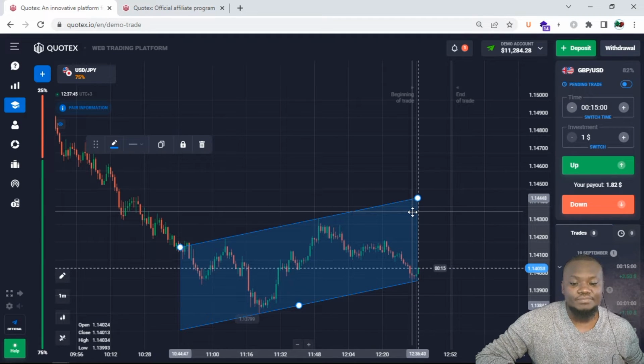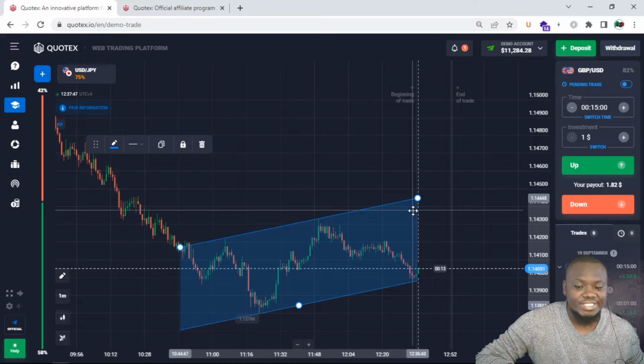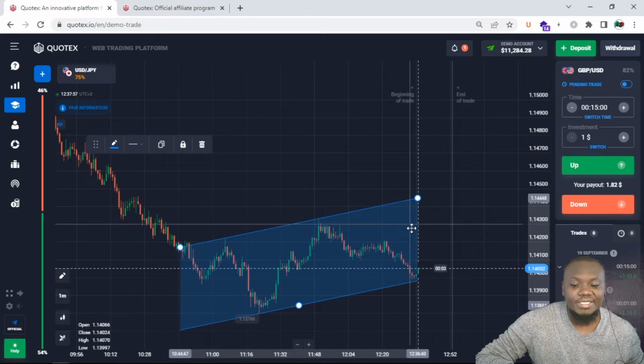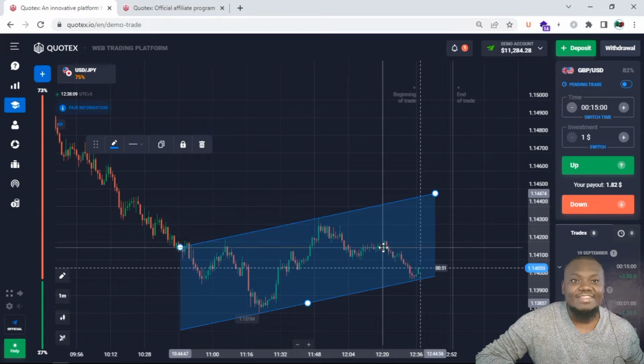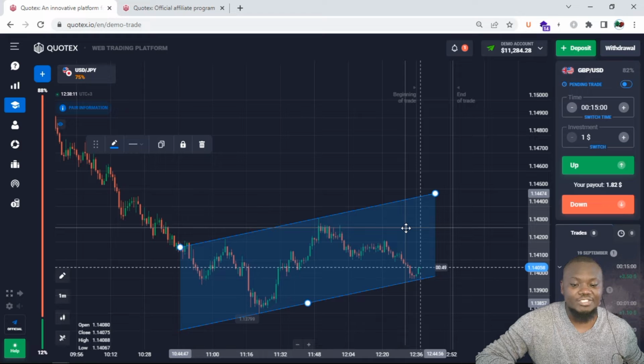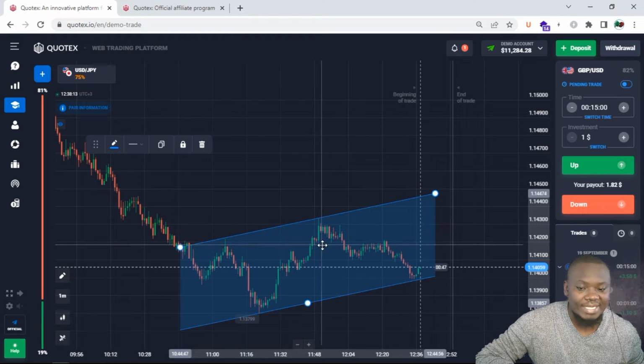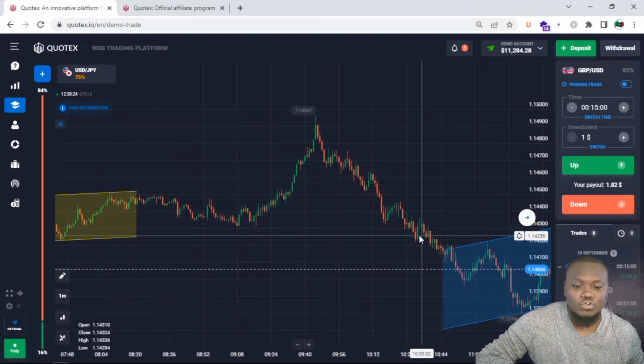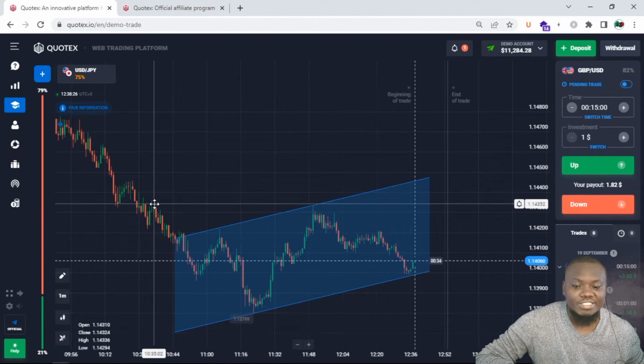So you can use the parallel channel as your support and resistance levels, and the advantage of using this is it's very simple to draw. You just draw it once. You don't have to duplicate trend lines to come up with the perfect support and resistance levels. The other advantage of using a parallel channel is you can use it on an ascending market, you can use it on a descending market, and you can also use it on a sideways market.